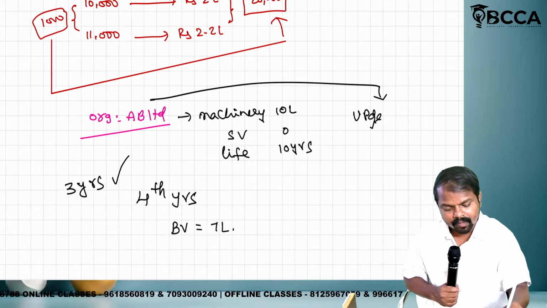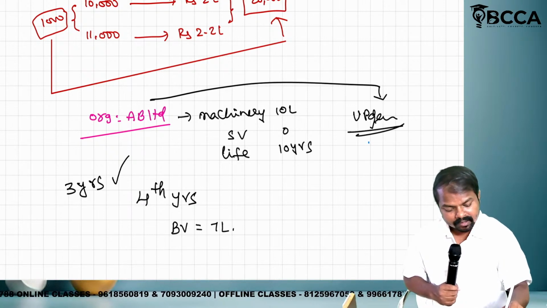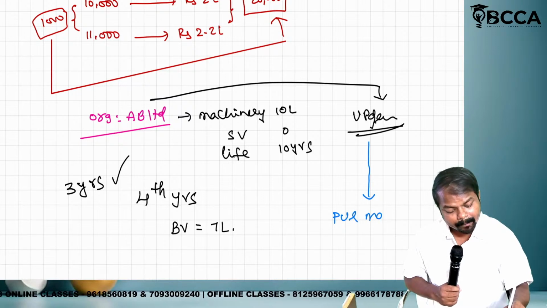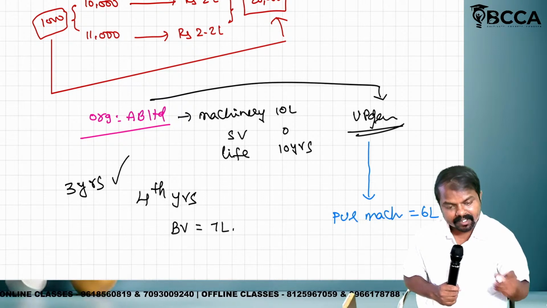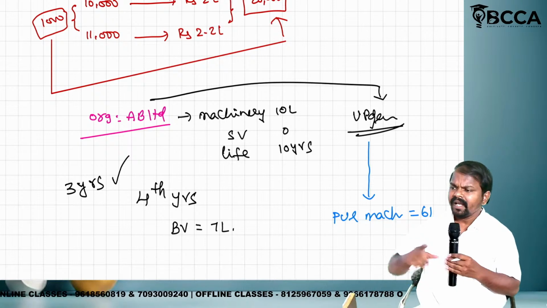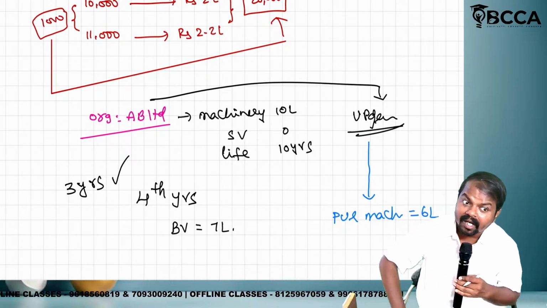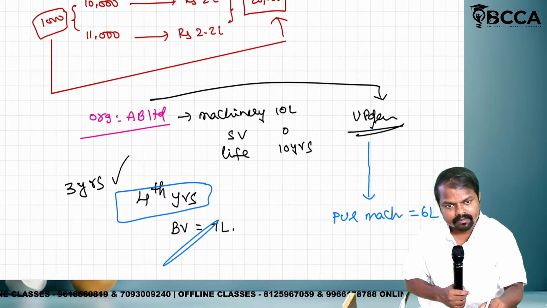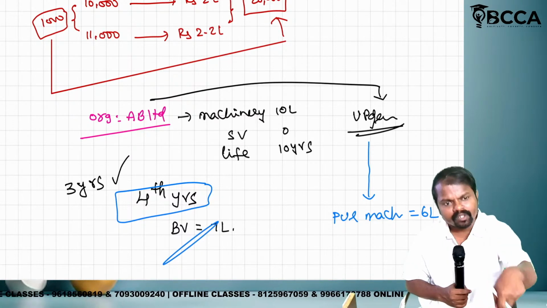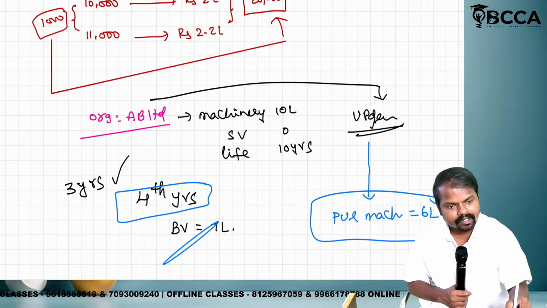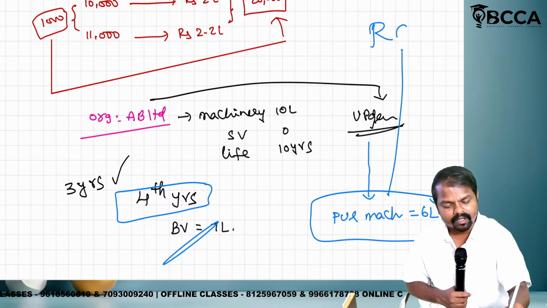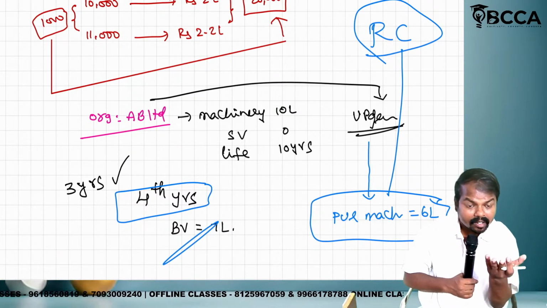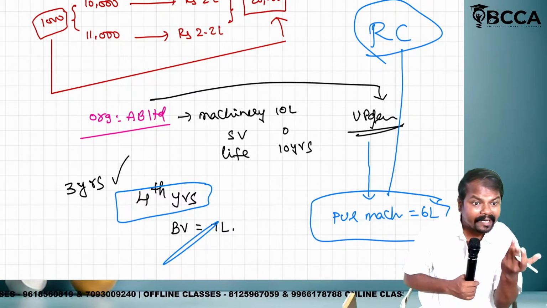Upgradation. They are telling that I will purchase the machinery for rupees 6 lakh. Actually, what is the worth of the machine at the 4th year beginning? 7 lakh is called book value of the machine. If you sell at the 4th year beginning, how much amount you will get? This is called replacement cost.